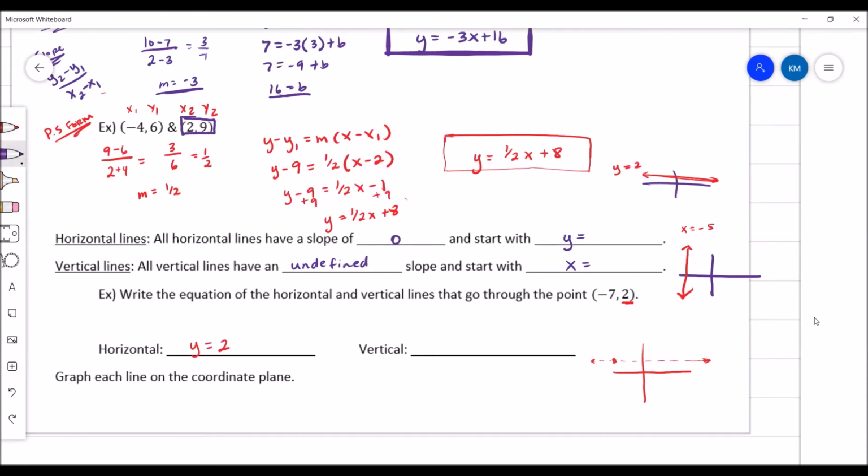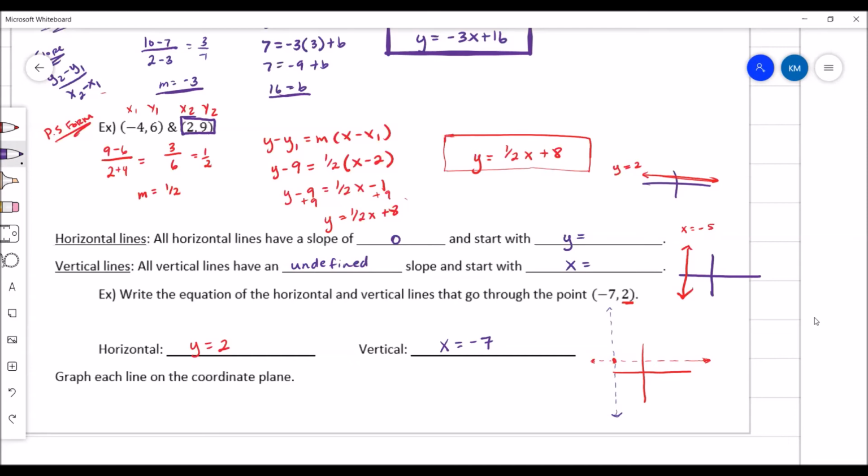For our vertical line, it would be vertical through this point, and like we said, for a vertical line, the x coordinates stay consistent. What's our x coordinate here? -7. So x equals -7. Those would be the lines that go through that point.